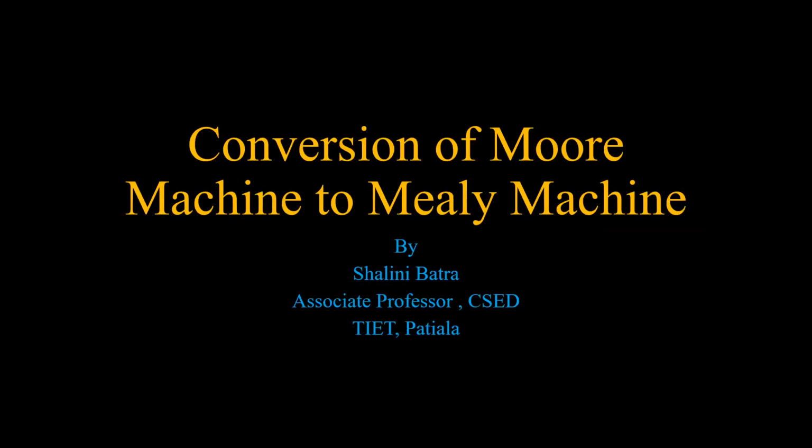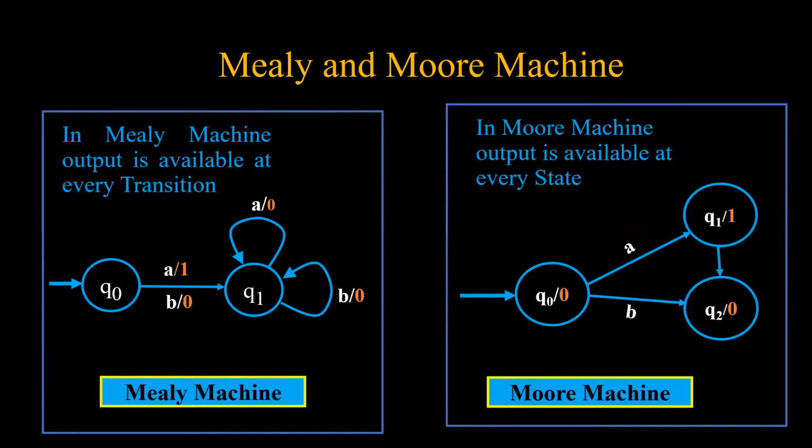Hello everyone. Today we'll be discussing conversion of Moore machine to Mealy machine. Just a small brush up. In Mealy machine, output is available at every transition, and in Moore machine, output is available at every state.